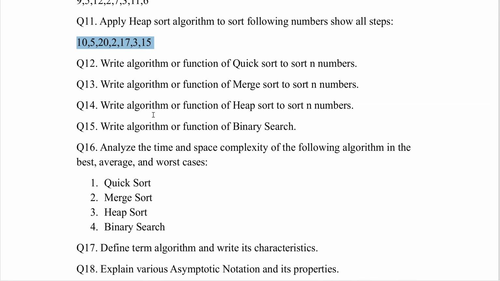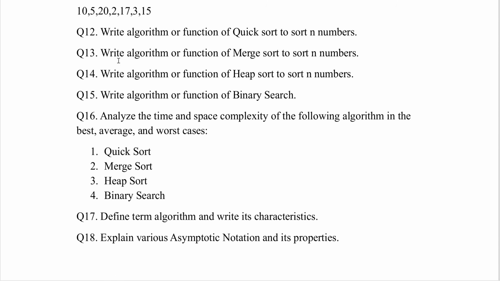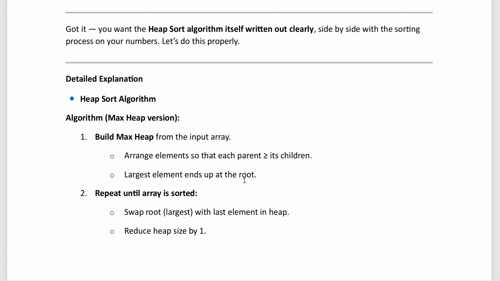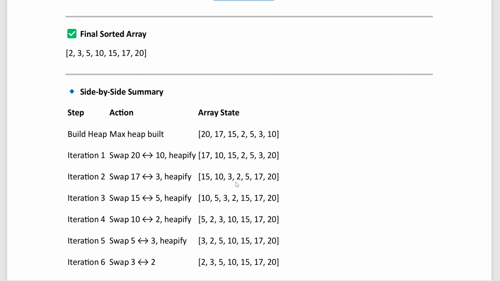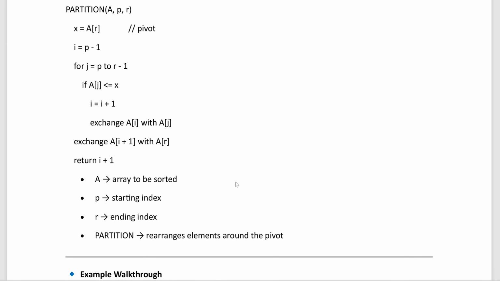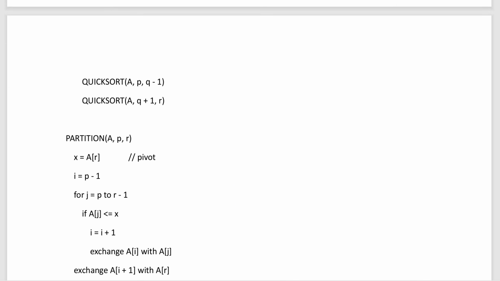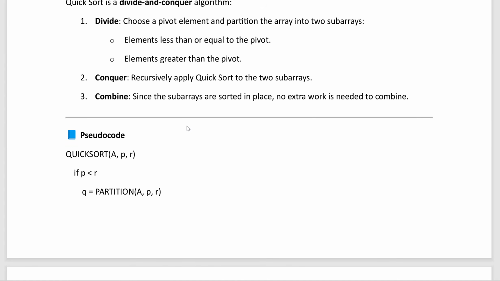So we have discussed almost all the algorithms. Now we jump to question number 12. Question number 12 says: write an algorithm for quick sort. We have already discussed quick sort. Nonetheless, for the sake of completeness, let me show you the answer to question number 12.